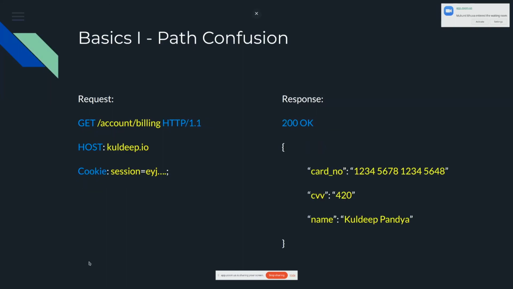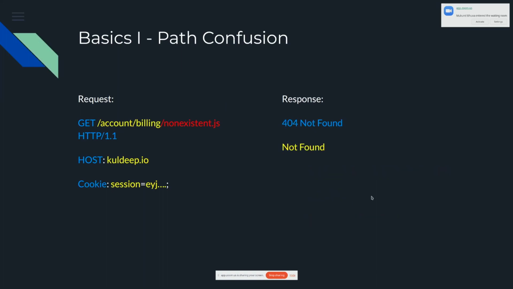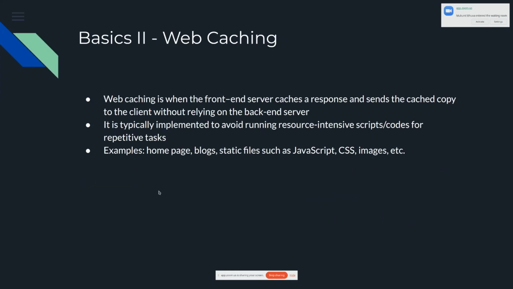So to quickly reiterate, this is the normal request. This is the misconfigured request. To reiterate, this is non-existent.js, and it is still responding with card number and CVV and everything. And this is the correctly configured request. When you request non-existent.js in this billing directory, it responds with 404 not found, which is the correct response that we want. Now, web caching.